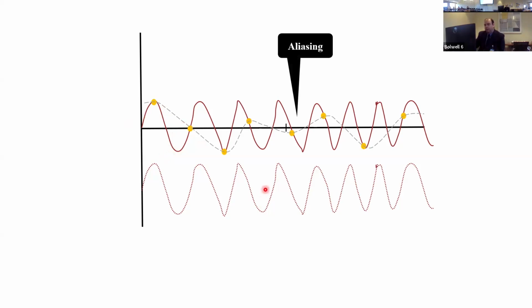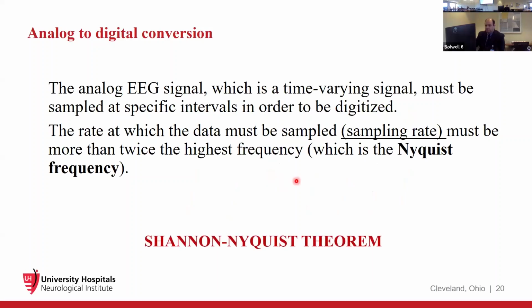So there is also an anti-aliasing filter built into the machine. Essentially, you don't want to do this, which means you want to sample at a fast enough rate, and that is called the Nyquist frequency. I just told you the highest frequency of interest on EEG physiologically is a 70 hertz signal. So your sampling rate should be more than twice that, not just twice, more than twice. So it should be more than 140 hertz. This is called the Shannon-Nyquist theorem. This determines the sampling rate when you digitize a signal.